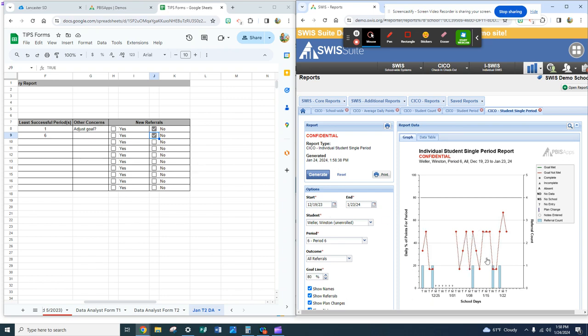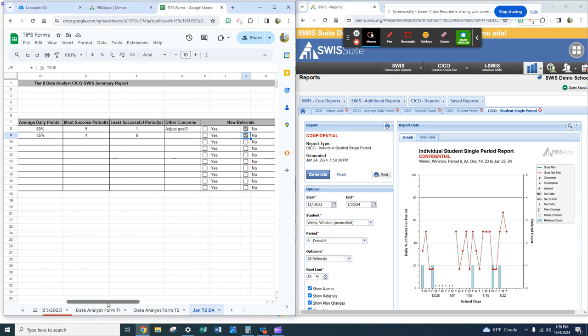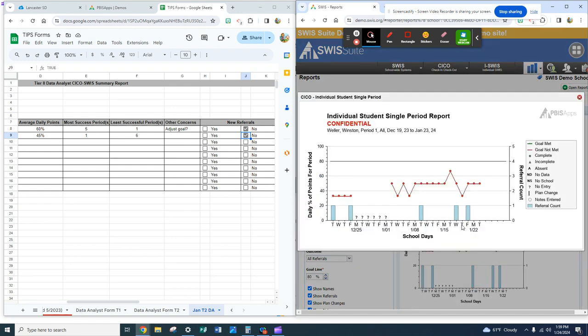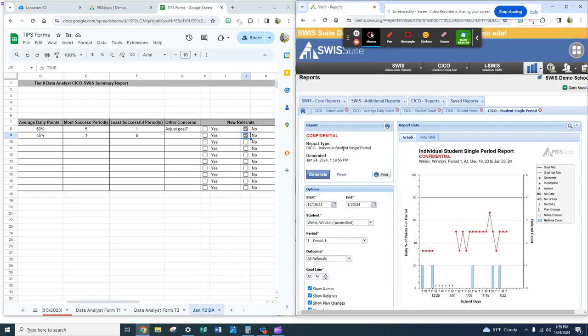Okay, so that's his period 6 behavior. It's really erratic. So let's look at the period that he has the most success with. Let's look at period 1. It's less erratic. So we might want to look at these referrals too and see what he's getting them for. That might give us some clues too.